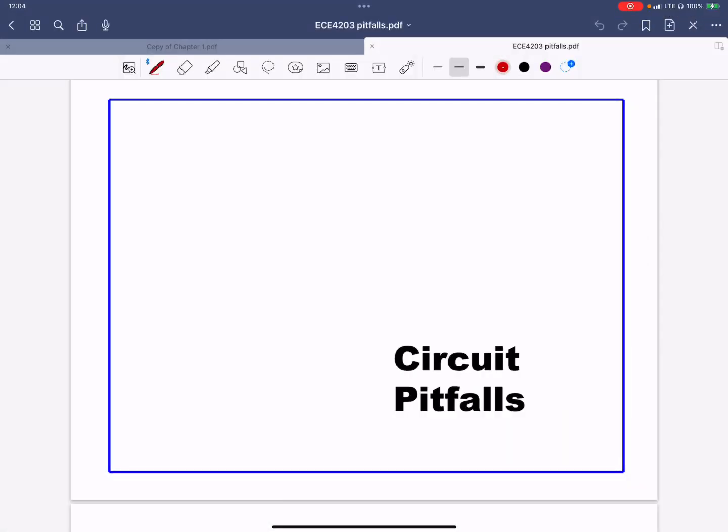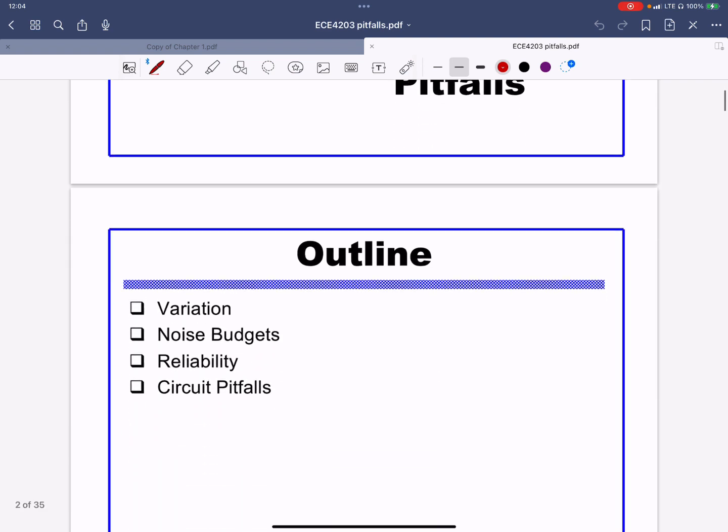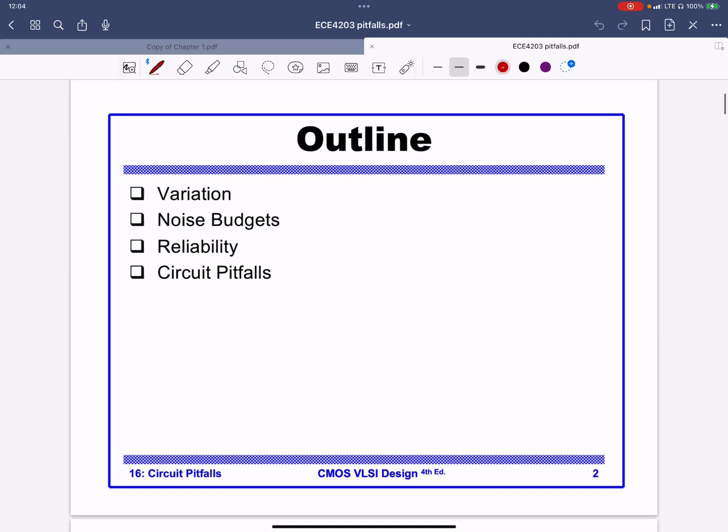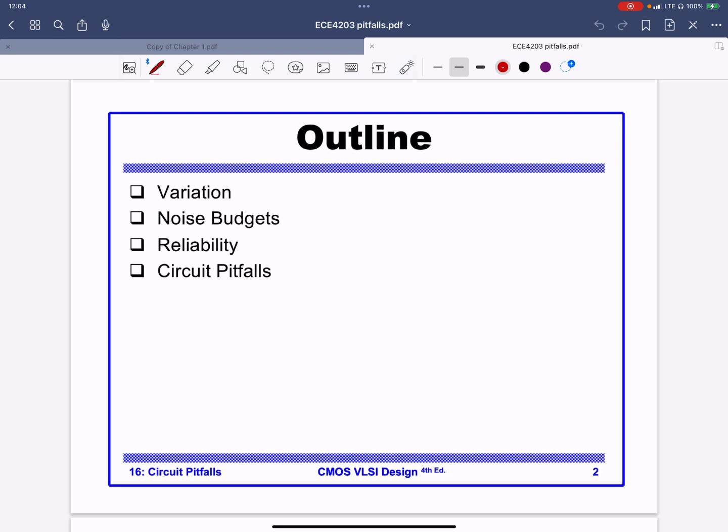Okay, this lecture is called circuit pitfalls. By that, it means all the second order things that could break your circuit, although you've done everything by the book. So let's think about what some of these things could be.